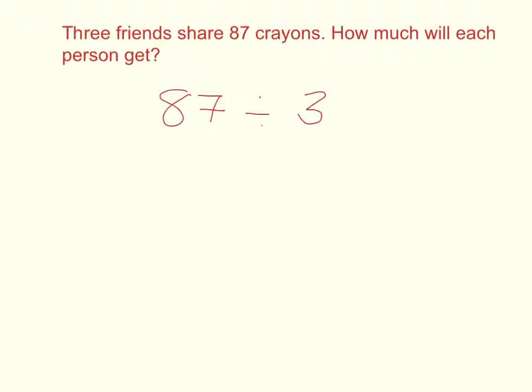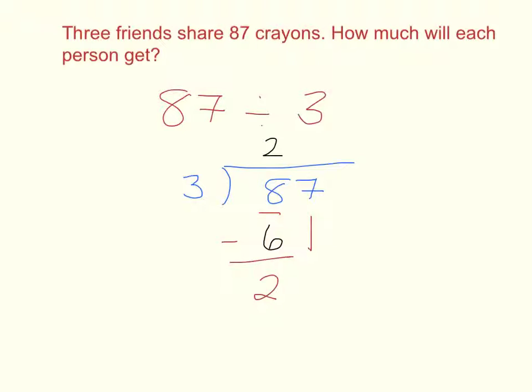All right, so let's go through our steps again. Divide, multiply, subtract, bring down. So my 87 is going to go here, my 3 is outside. So divide. 3 goes into 8 2 times. So I have my 2. Multiply. 2 times 3 is 6. So I divide, multiply, now I need to subtract. So 8 minus 6 is 2.